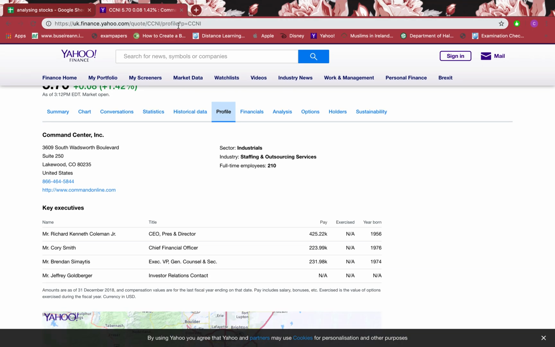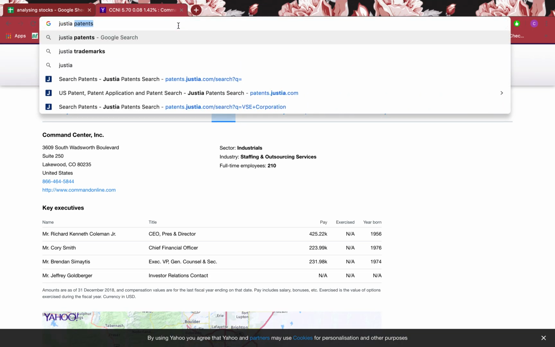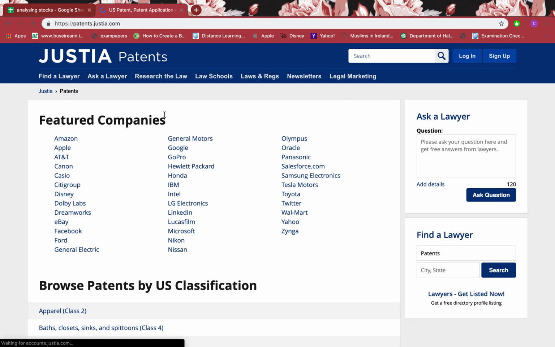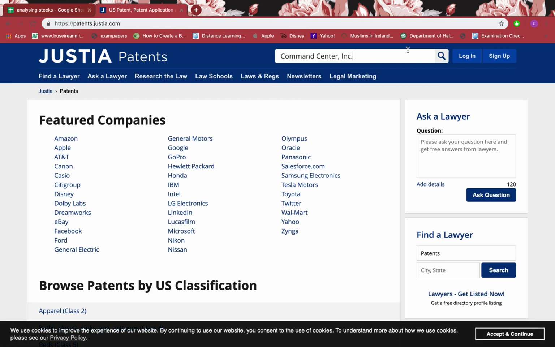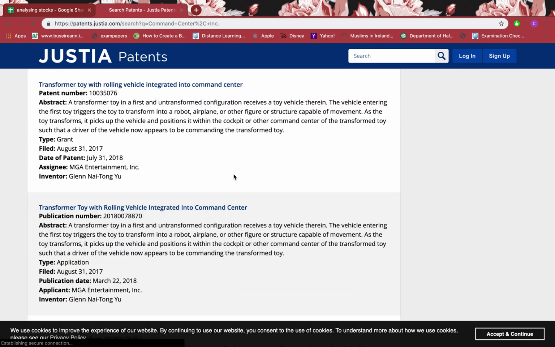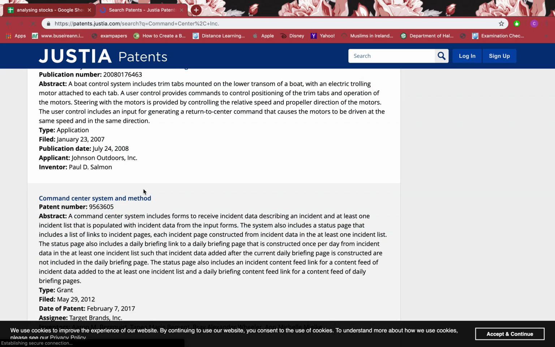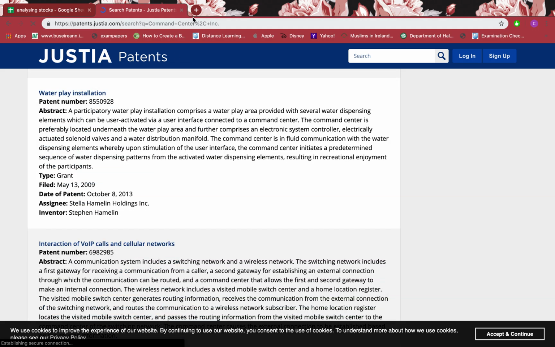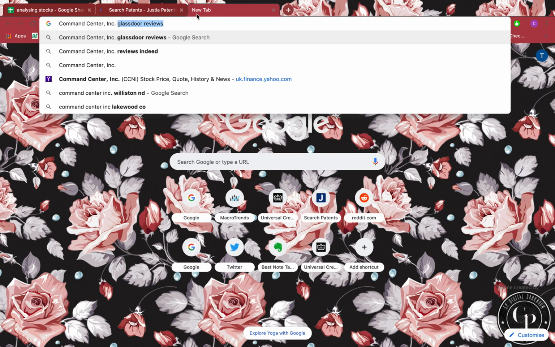And last but not least, we'll go to Justia Patents to see if this firm has any patents, because patents give you a competitive edge. It acts as a moat, and it's very important if a firm has patents. And I can't see any patent as such. No, not for this firm.